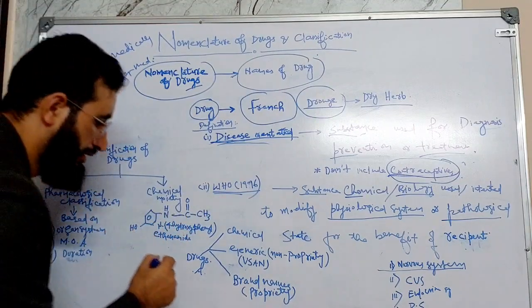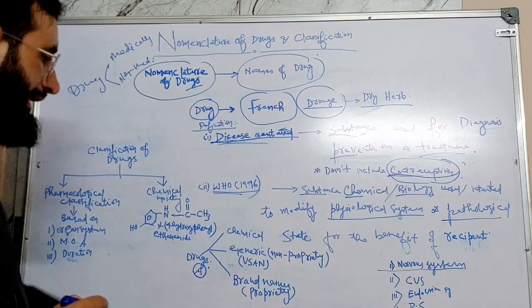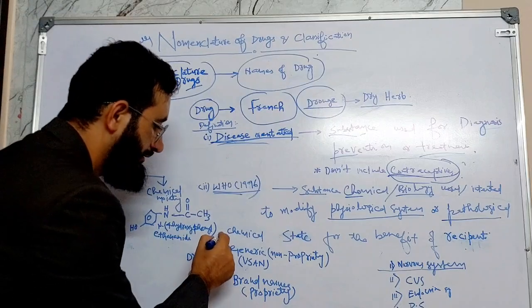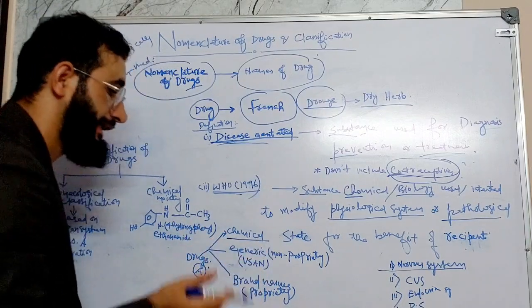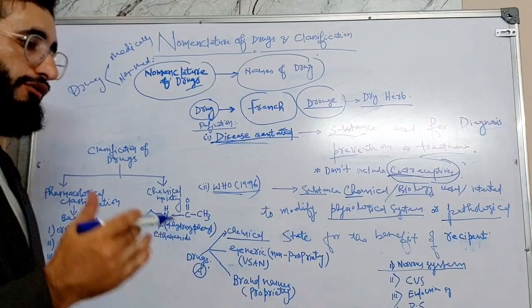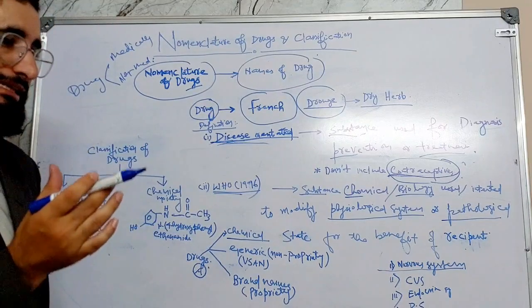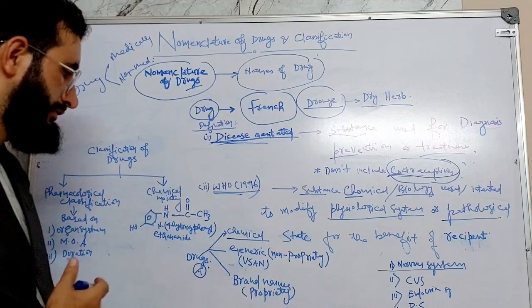For example, we have a drug A. A drug A may have 3 names. One is the chemical name. The chemical name is a name which is based on the chemical structure of a drug.